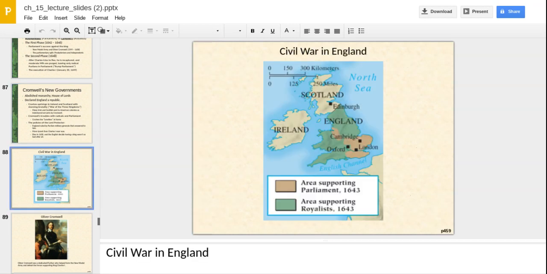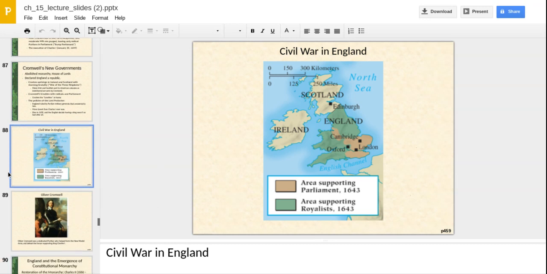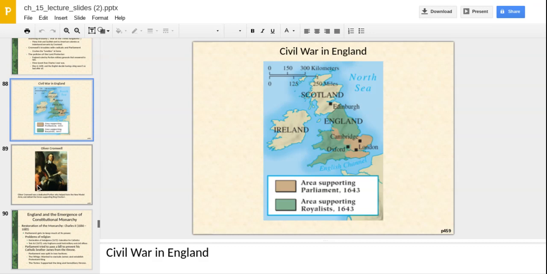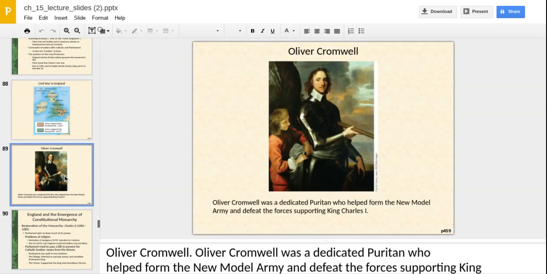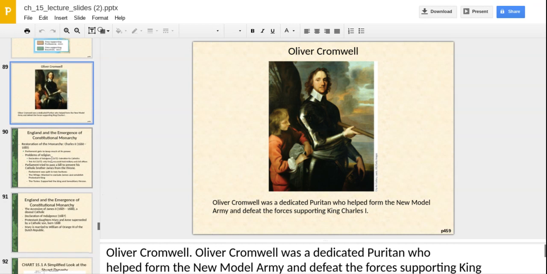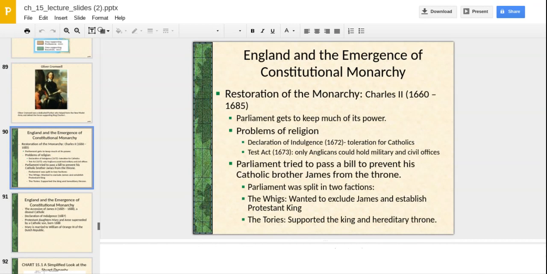All right, so you have civil war in England in this period. And while this is going on in America, you're getting salutary neglect. England has too much going on right now to worry about the colonies, which will set them up, of course, for trying to put down the American Revolution in 1776. Here's Cromwell, dressed much less flamboyantly than Charles I and the other monarchs, but a tyrant nonetheless.